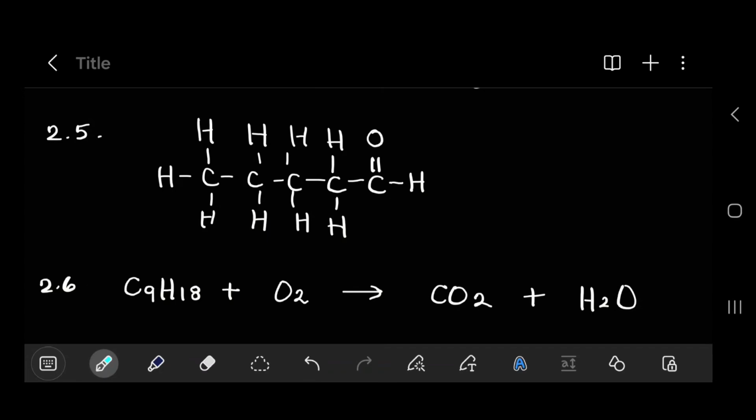Now to balance this, let's first work with the carbon. So we've got 9 carbon on the left and only 1 on the right. Let's put a 9 in front. Then let's look at hydrogen. We have 18 hydrogen on the left and 2 on the right hand side. We can balance that by putting a 9 in front of H2O. So the last thing you balance is the oxygen. On the left hand side, you have 2 oxygen. On the right hand side, you've got 9 times 2, which is 18, plus another 9, you have 27 oxygen.